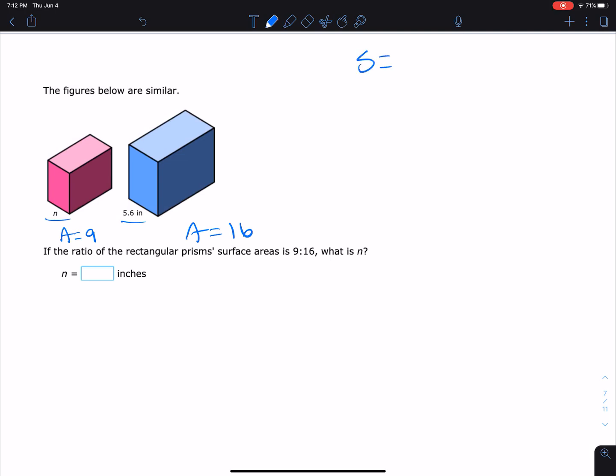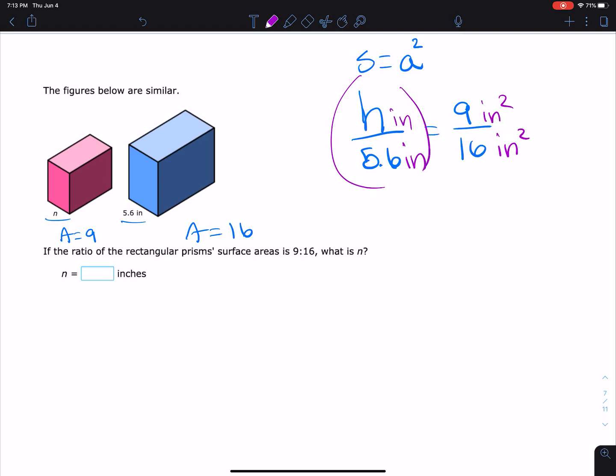Side length and then area squared. Okay, so when I set up my proportion, n is to 5.6 as 9 is to 16. So I have options because, well, I'm going to put my units of measurement here because it makes a little bit more sense when you see it.